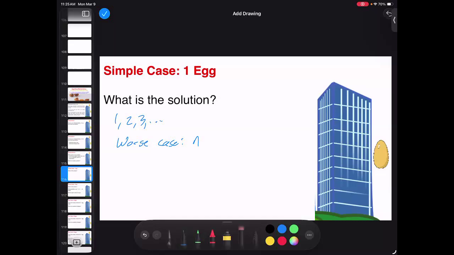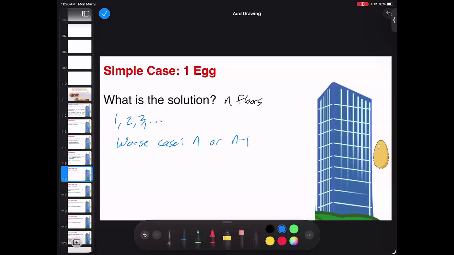Wait, is n the number of floors? N is the number of floors. Yeah. And you don't know what floor. Correct. So we don't have a different ladder for the floor that it breaks at. No. Okay. I think that's fine. Okay, so it breaks on some floor, we don't know what floor. And so it's either n or n-1.